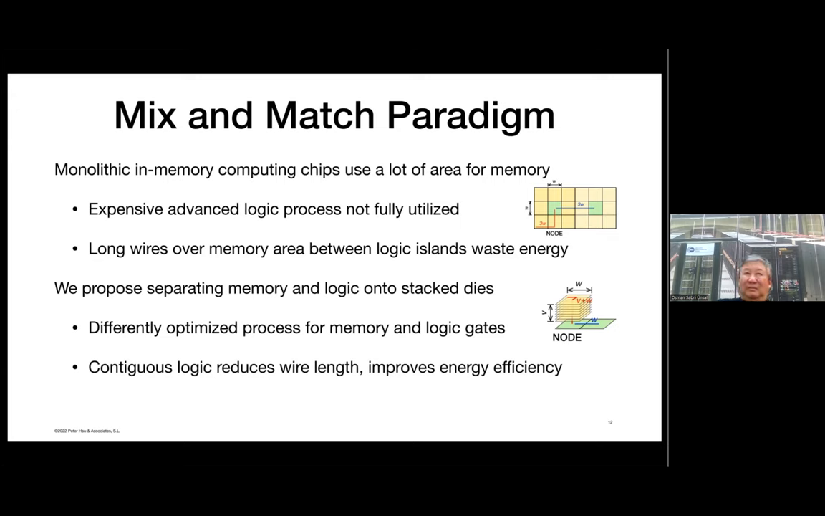At the same time, you have these long wires that have to go from one logic island to another logic island, and it burns energy to go over the SRAM. So what we propose is very simple, right? We just separate the logic from the memory and stack the memory on top. And then the memory is now much closer to the logic because you go vertically, and vertical distance is short. And then the logic can get from one island to the next because they're contiguous, so the wire length is minimized.